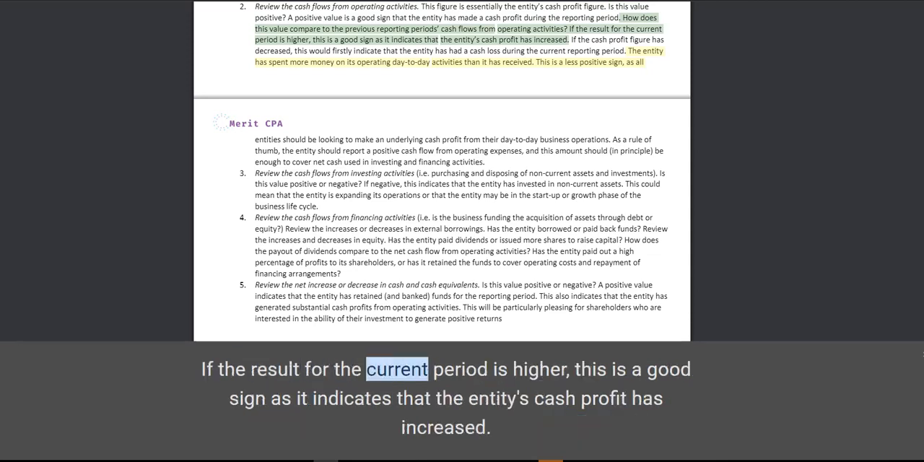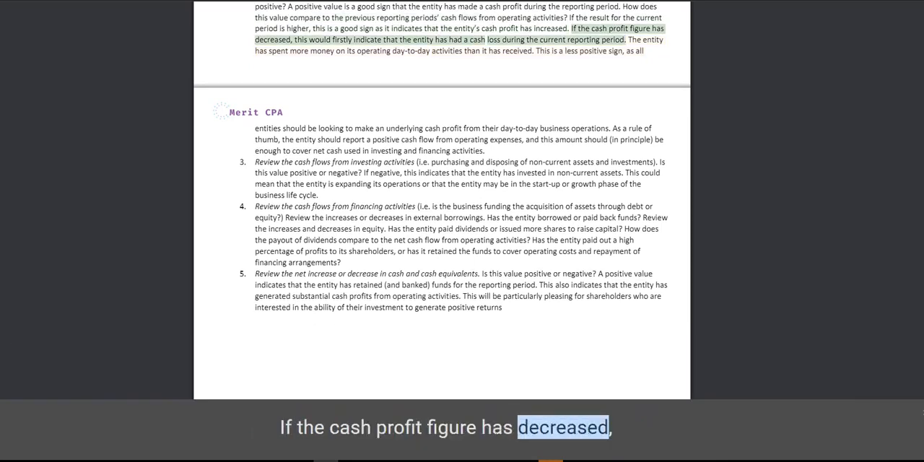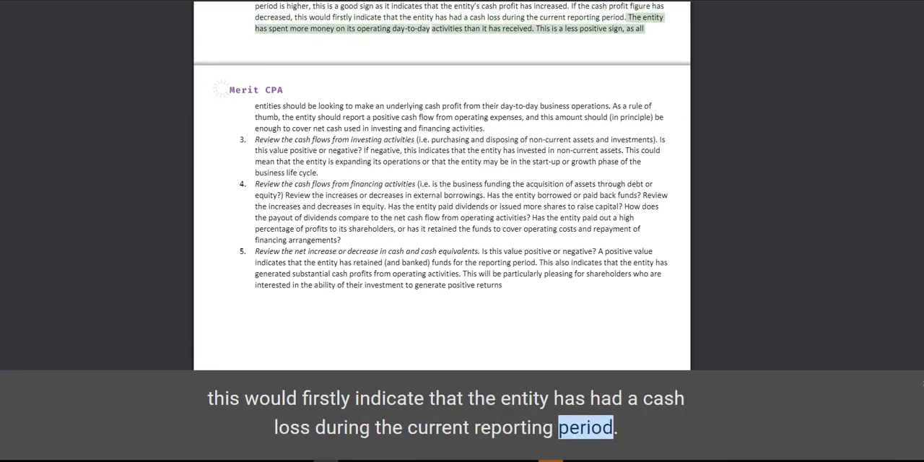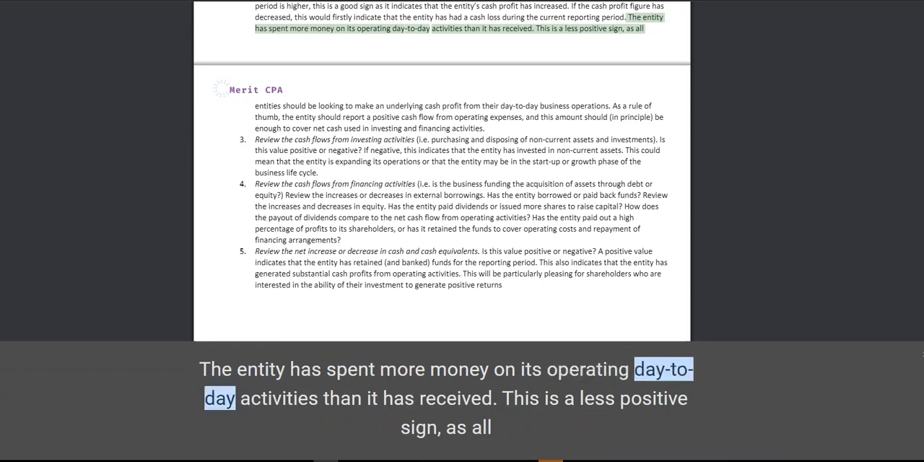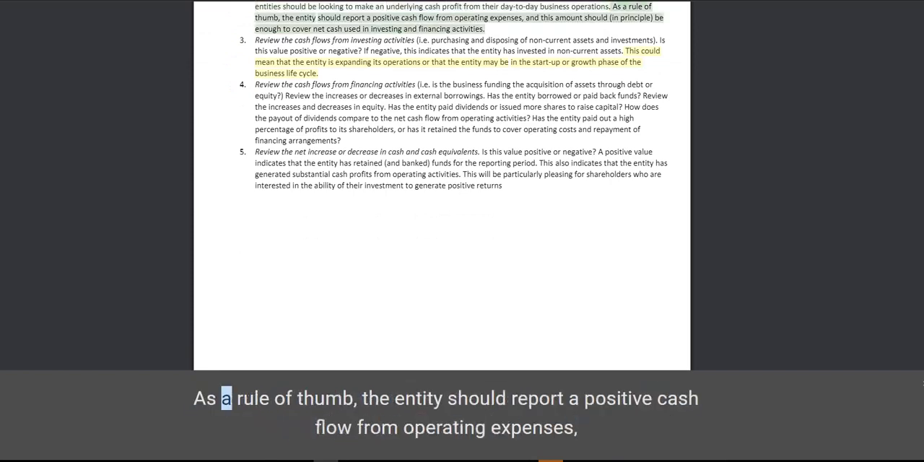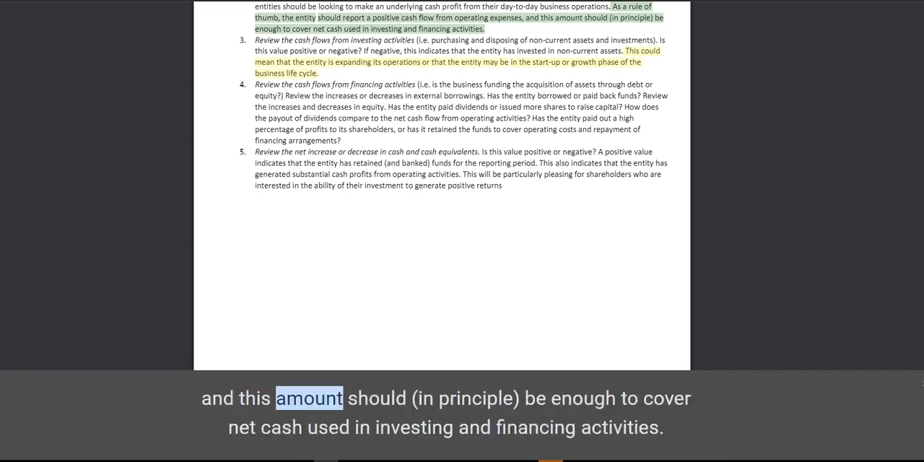If the result for the current period is higher, this is a good sign as it indicates that the entity's cash profit has increased. If the cash profit figure has decreased, this would firstly indicate that the entity has a cash loss during the current reporting period. The entity has spent more money on its operating day-to-day activities than it has received. This is a less positive sign, as all entities should be looking to make an underlying cash profit from their day-to-day business operations. As a rule of thumb, the entity should report a positive cash flow from operating activities, and this amount should, in principle, be enough to cover net cash used in investing and financing activities.